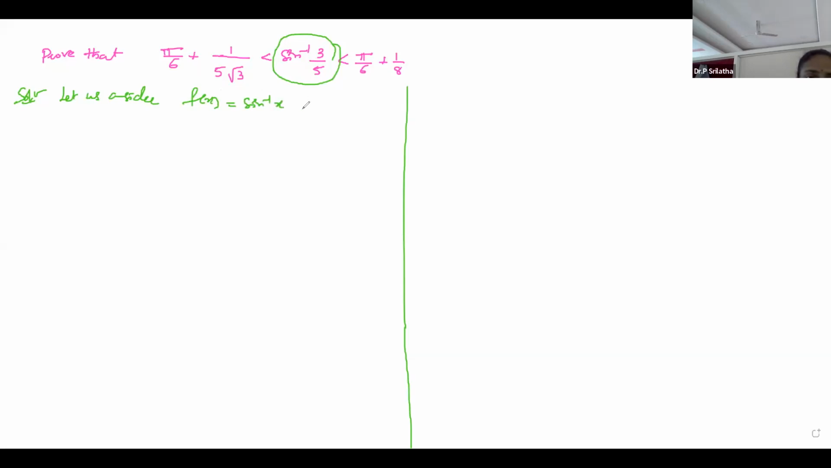Okay, in closed interval, we don't know the limits, right? So that's why the limits are a comma b. Okay, it satisfies all the conditions of Lagrange's mean value theorem. So for that it is continuous.